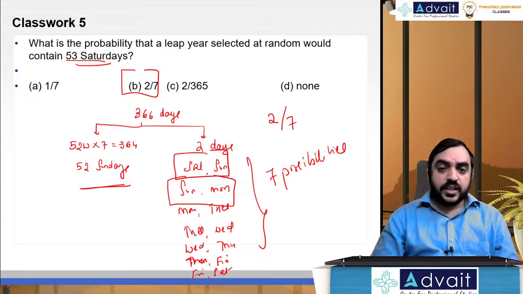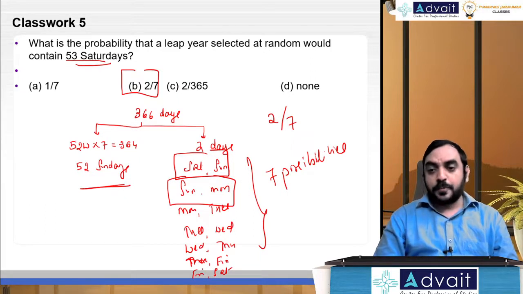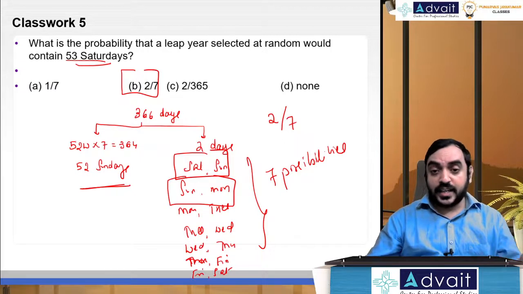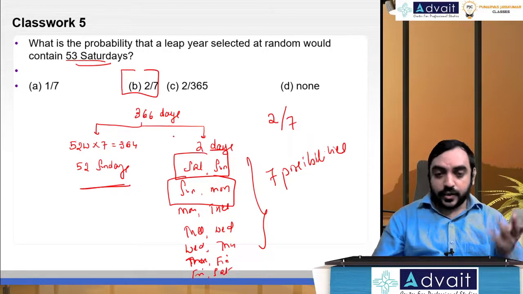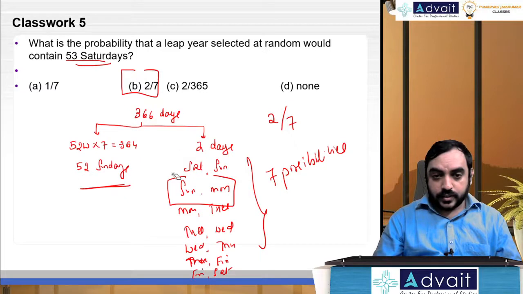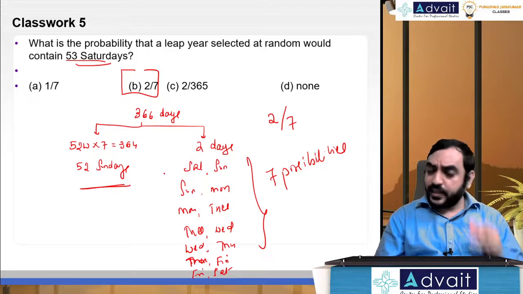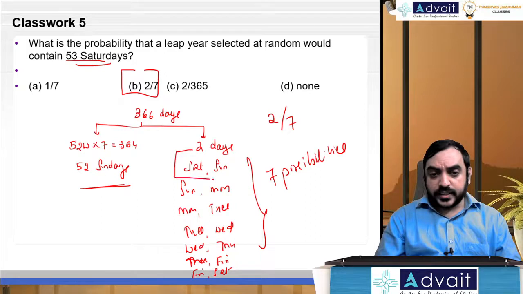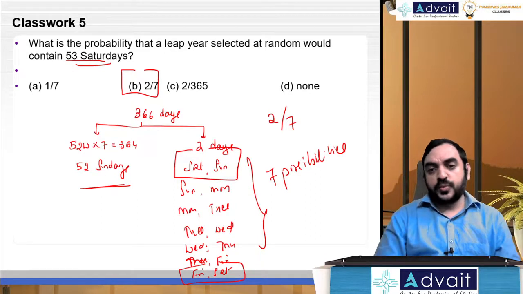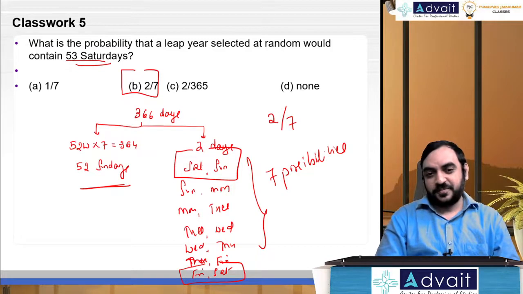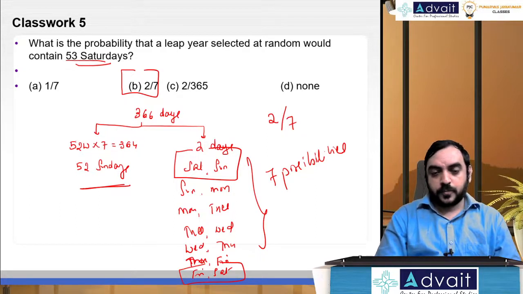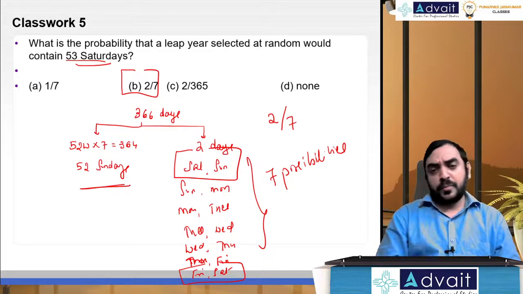Leap year. So we get 2 days extra. Oh, Saturday they're asking. Okay, not Sunday. They're asking Saturday. Okay, answer is same. Identification will be different. Again 52 Saturdays will be there. One is Saturday, Sunday. The other is Friday, Saturday. So the answer is 2 possibilities out of 7 possibilities. So it is 2 by 7. If it is a normal year, then you will have only one extra day. Probability will be 1 by 7.